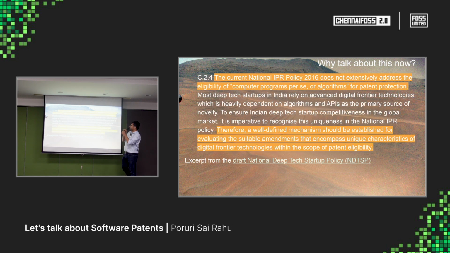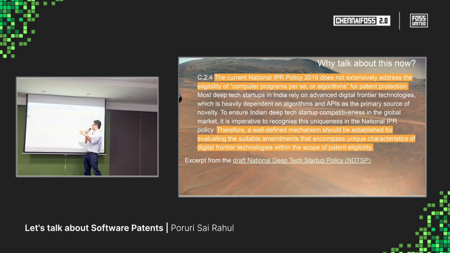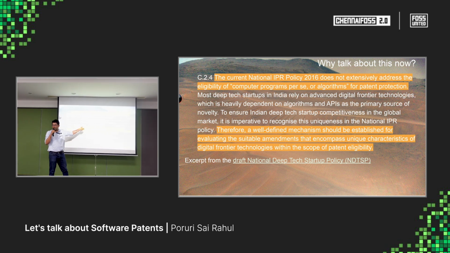And what they're trying to do is say that the current intellectual property regime does not address the eligibility of computer programs or algorithms for patent protection. They're trying to say that all the new startups are extremely reliant on these computer programs and APIs, and India should allow software patents. This is what we're trying to fight right now.